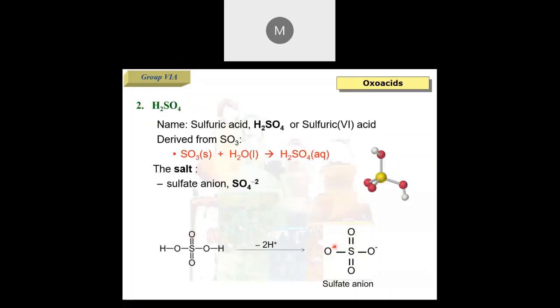Okay, next, finally, we have the sulfuric acid. So the sulfuric acid has the oxidation number of 6. It's derived from sulfur trioxide. We heat it up with water to form the sulfuric acid. So we have some other side products, some other side species. So this reaction should be continued continuously in hot water to form the final product, which is the sulfuric acid. Again here, this is the sulfate anion. It also deprotonates two of the hydrogens of the hydroxyl groups to form the sulfate ion.